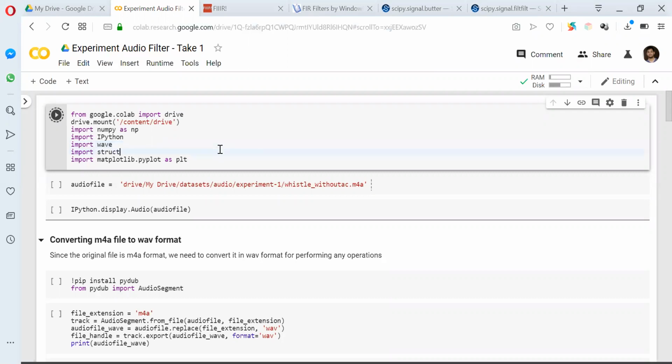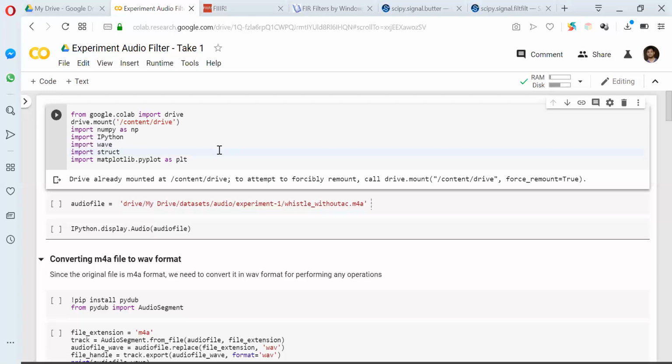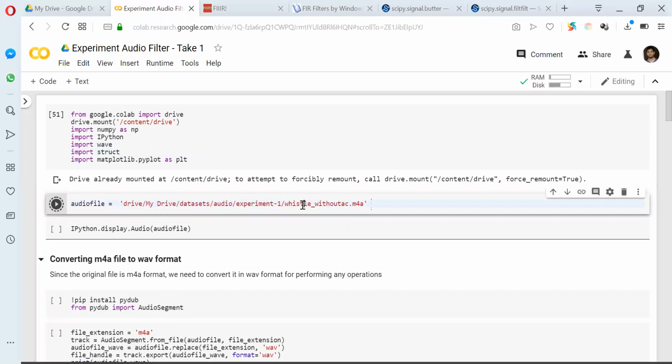When I mount it, it says it's already mounted, because I mounted the drive before. In the first attempt, it is going to prompt a URL. When you click the URL, it is going to ask for authentication from your email. When you provide the authentication, paste the code here, and your drive will be mounted. Now the original audio file which we have is in this path.